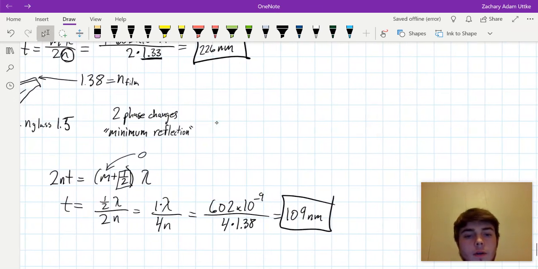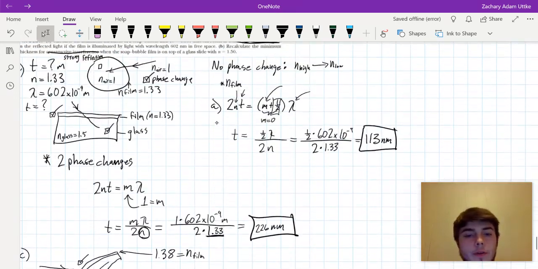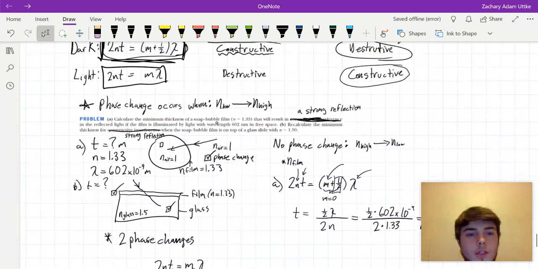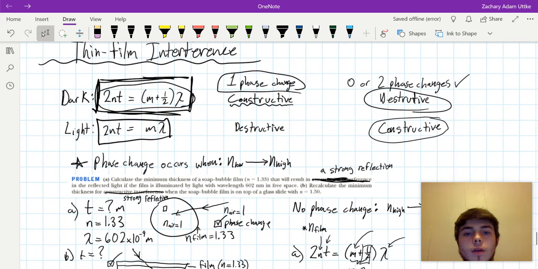Alright, so this is how you do thin film interference problems. It's always helpful to just go ahead and look at the chart that you have here and see if you have one phase change or two phase changes and whether you want a strong reflection or to minimize the reflection.